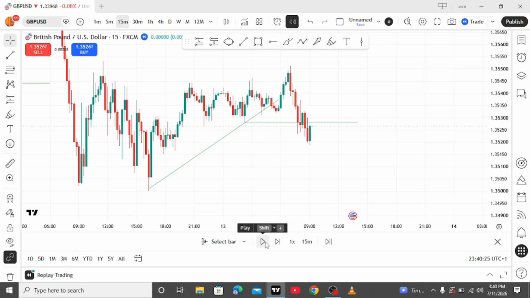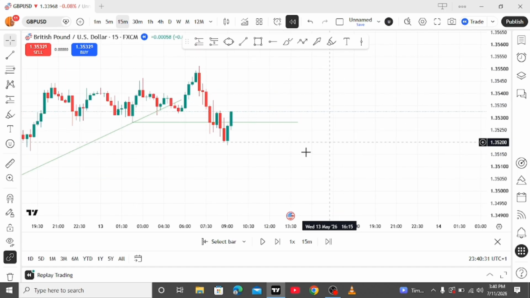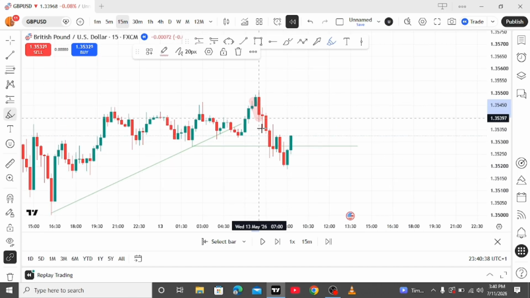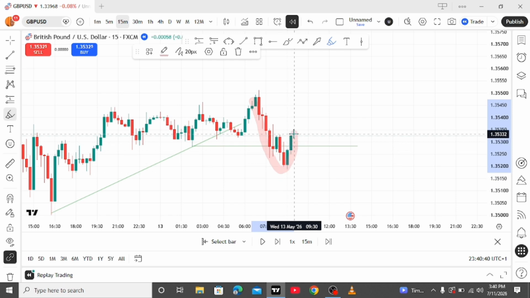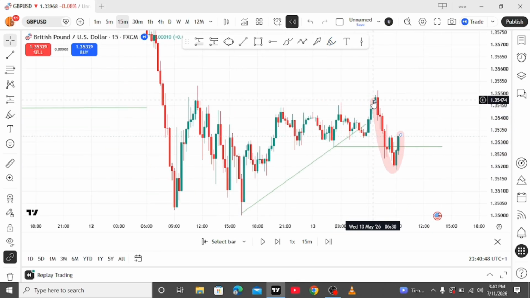Okay. The market just broke our support level and it has retested it. Take a look at this. The market broke the support level and now it's retesting the support level. This is where I enter my short position, because I've gotten enough confirmation that this market is about to go down.